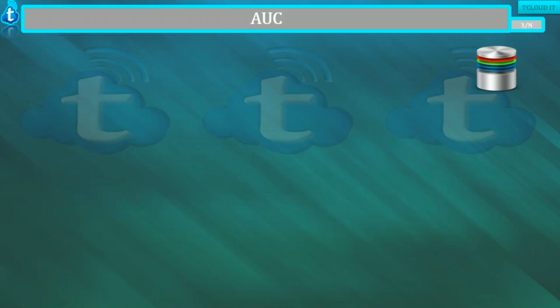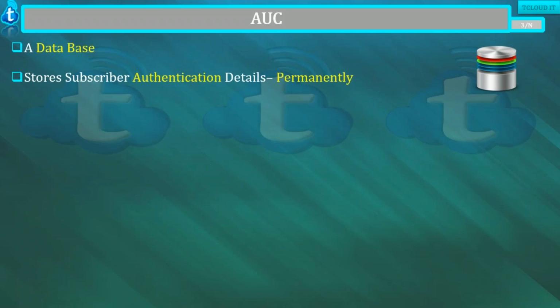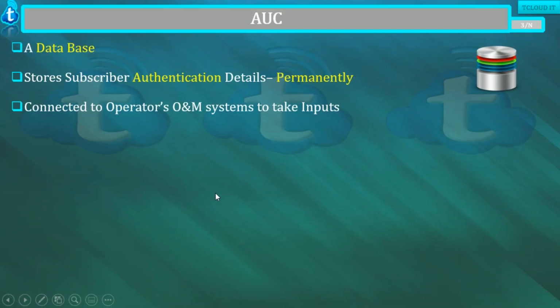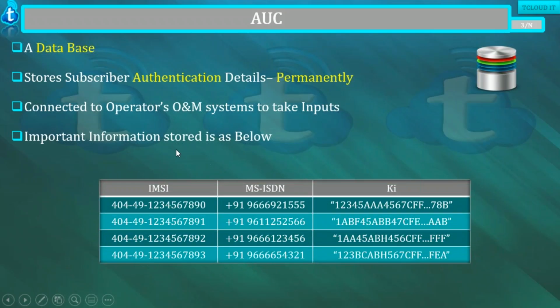So we have another database. So what is this third database? It is called the authentication center. So what does that database do? It stores subscriber authentication details. Again, the subscriber authentication details would be stored permanently. What kind of details would be stored here? IMSI, MSISDN, followed by something called KI, the KI value of all the individual SIM cards.